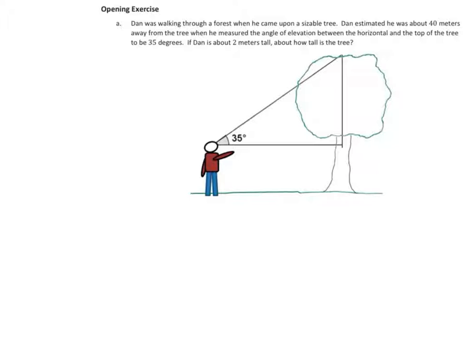As an opening exercise, Dan was walking through a forest when he came upon a sizable tree. Dan estimated he was about 40 meters away from the tree when he measured the angle of elevation between the horizontal and the top of the tree to be 35 degrees. Dan is about 2 meters tall. He said he was 40 meters away, right? And how tall is the tree? So I believe that's what we're looking at, right? This is 2 meters.